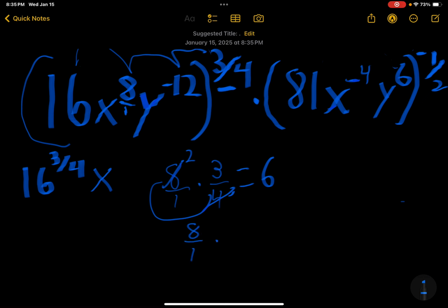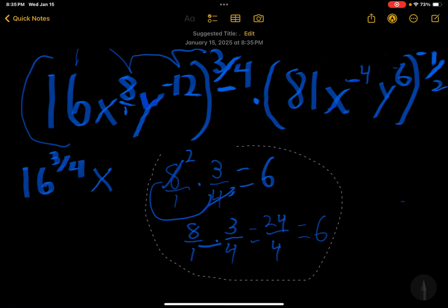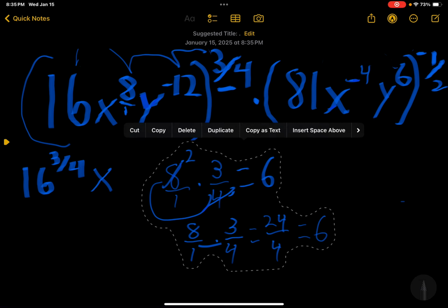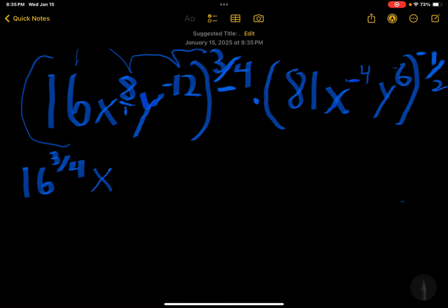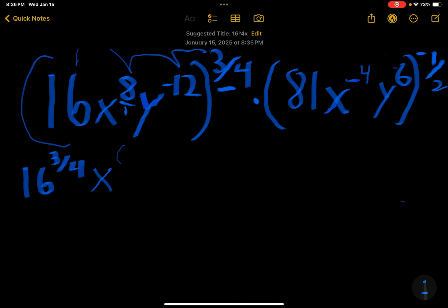8 over 1 times 3 over 4. 8 times 3 is 24. 4 times 1 is 4. 24 divided by 4 is 6. So that's 6. So x is raised to the 6th power.